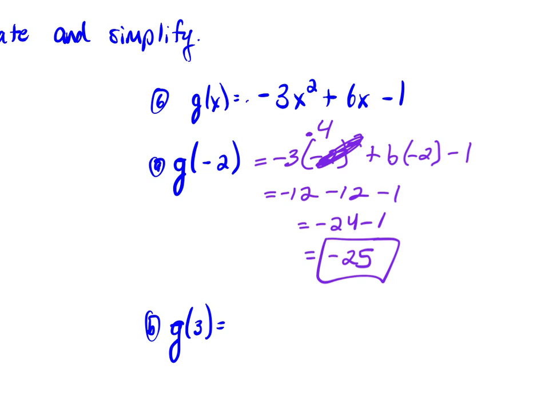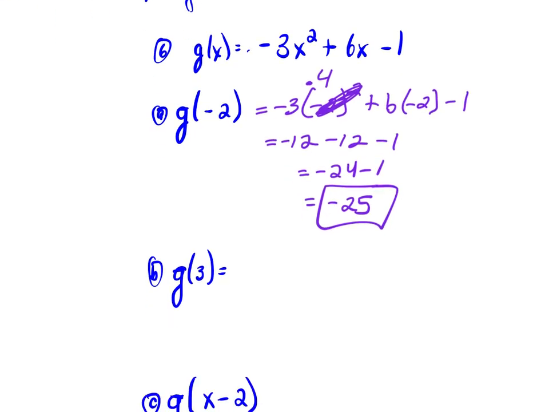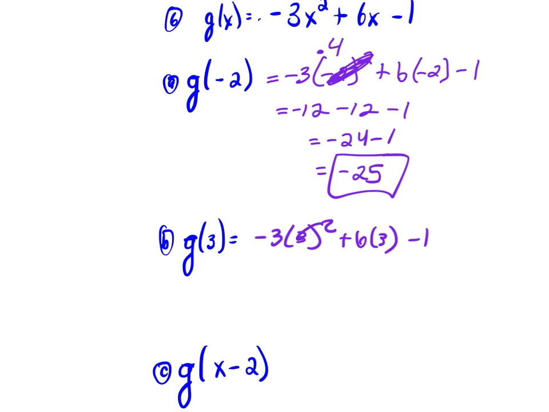The second question, they want us to plug in 3. So I have negative 3 times 3 squared plus 6 times 3 minus 1. Well, 3 squared is 9. So negative 3 times 9 is negative 27 plus 18 minus 1. What's negative 27 plus 18? Negative 9, good. Minus 1 gives me negative 10.